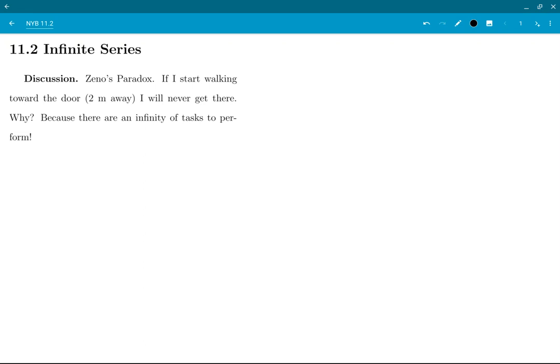So let's look at Zeno's paradox. If I want to walk to the door, I can never actually do that because I have to walk 1 meter, right? I have to get halfway there. And then I have to get half of the remaining distance there. And then half of the remaining distance. And then half of the remaining distance, and so on and so forth.